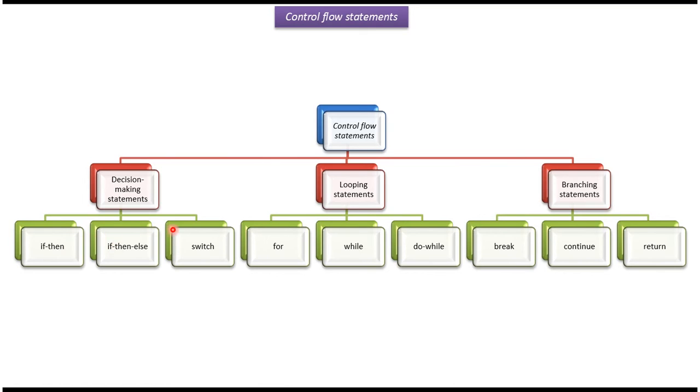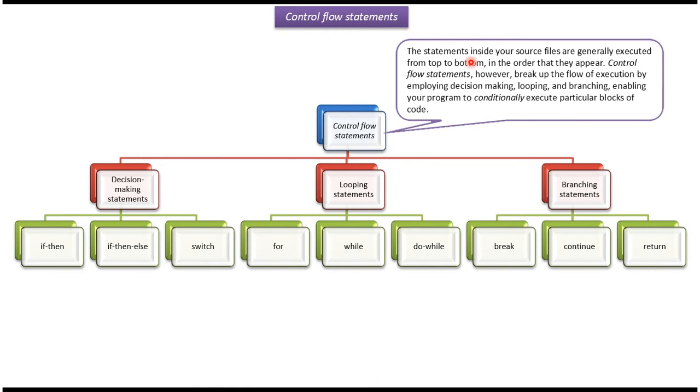If-then-else and switch: these three belong to decision making statements. For, while and do-while: these three belong to looping statements. Break, continue and return: these three belong to branching statements.